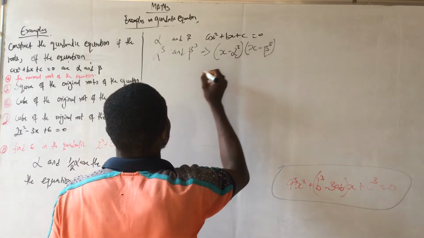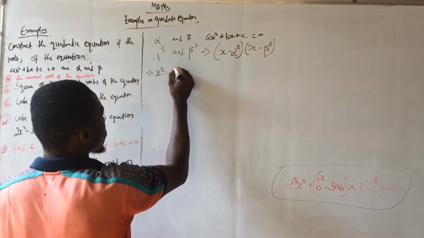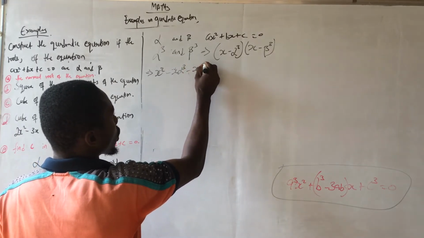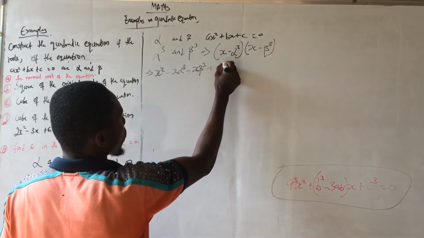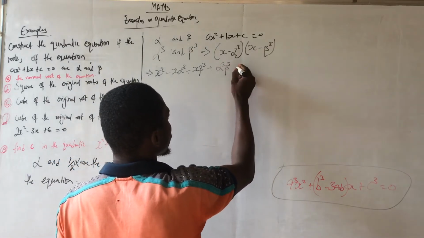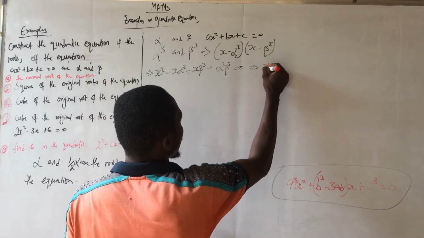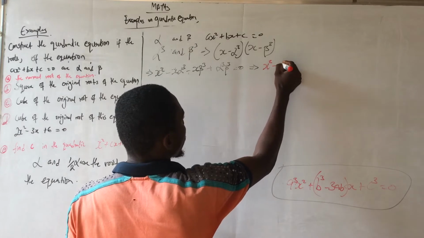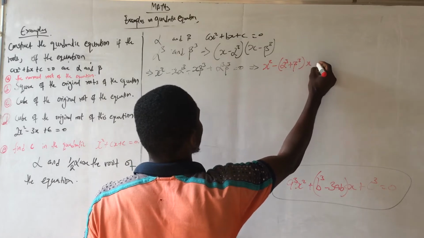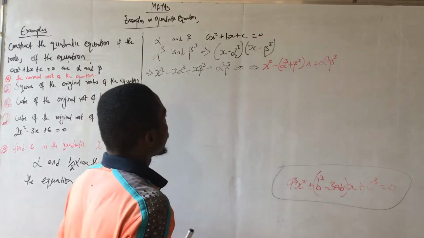When we open this bracket, what we're going to have is x squared minus x alpha cube minus x beta cube plus alpha cube beta cube, equal to 0. Now this implies that we have x squared minus (alpha cube plus beta cube) x, then plus alpha cube beta cube.